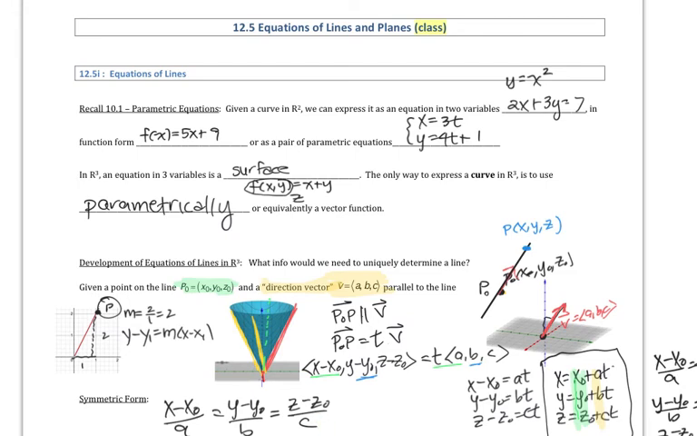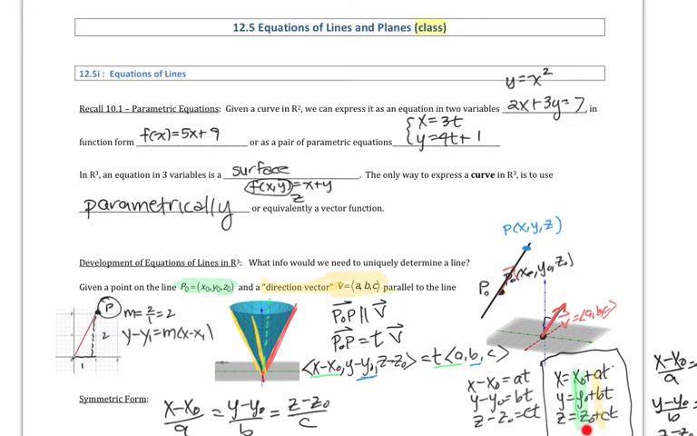Don't be fooled into thinking we've now expressed the line as a single equation. I already said that that wouldn't work. Those would be a surface. It's really 1, 2, 3 pairs of equations. So it's not technically a single equation.